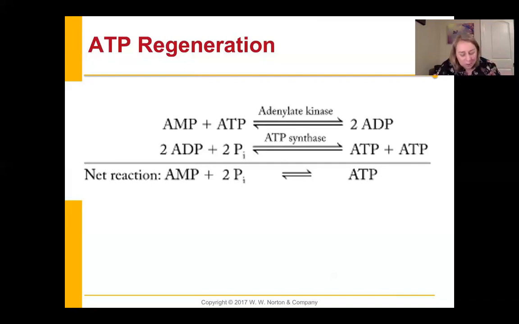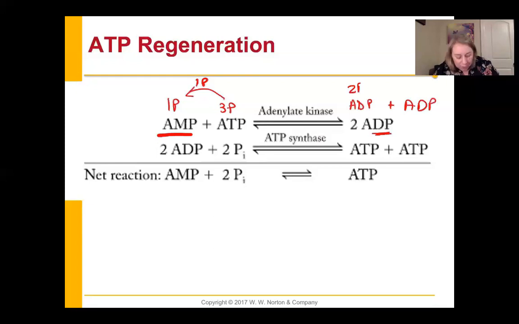Your book kind of goes into it, but you take AMP, and that's adenosine monophosphate, right? Mono means one phosphate. And you add ATP to it. And from that, you're going to generate 2 ATP. Because if you think about this, this has 1 phosphate, right? This has 3 phosphates. And so what you did was then you just moved 1 phosphate over. So now you have 2 molecules of ADP, right? And they each have 2 phosphate groups on there, right?